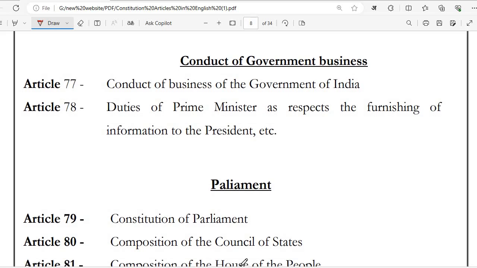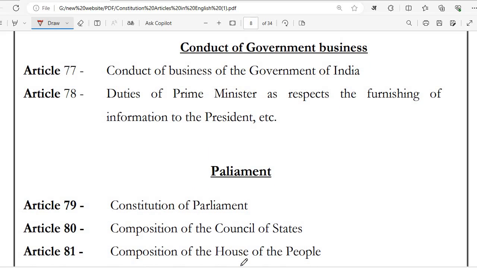Conduct of government business, you should try to understand Article 77. Conduct of business of the Government of India means what? All the business or functions of the Union government shall be done in the name of the President, and the President may prescribe the format of doing the business. And Article 78 binds the Indian Prime Minister to furnish information to the President regularly about what action his government has taken in India or abroad.